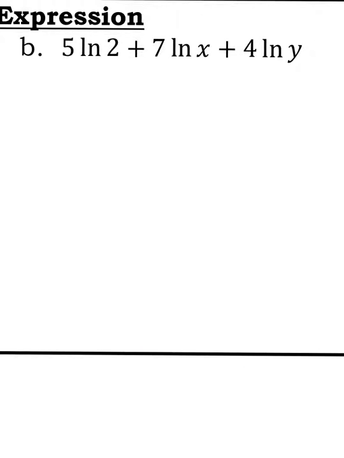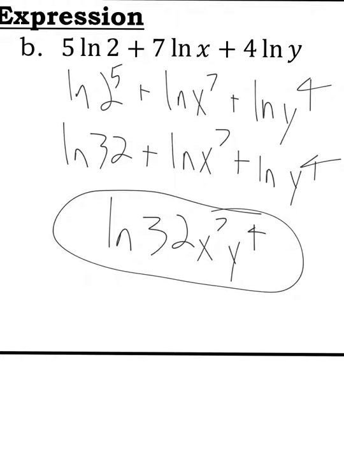Okay, so why don't you try this example by yourself? Give this video a pause and work it out. So on this one here, I brought the 5 forward, 2 to the 5th power made 32, brought the 7 forward to make x to the 7th, the 4 forward to make y to the 4th. These can't simplify beyond that, that's why they stayed x to the 7th and y to the 4th.